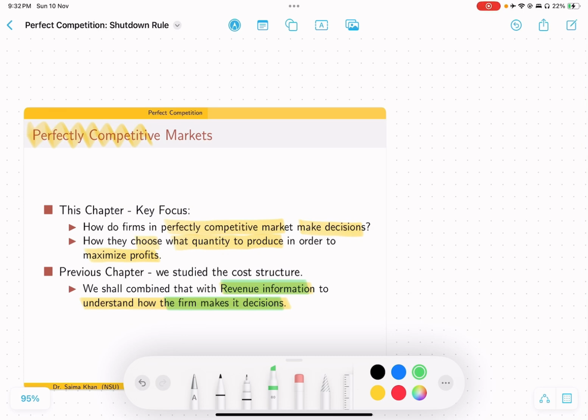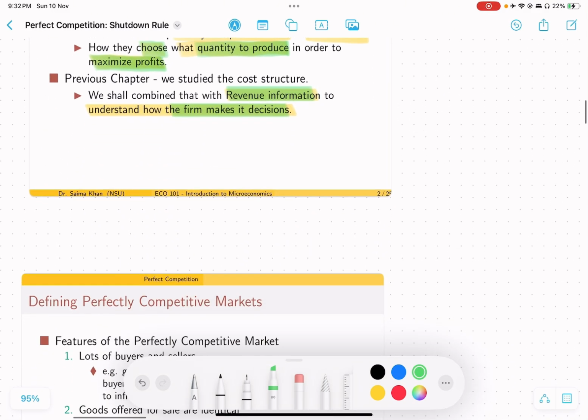So what do we mean by firms making decision? Essentially, our focus is going to be, we're going to try and figure out how firms choose what quantity to produce in order to maximize their profit. All right, so let's get started.